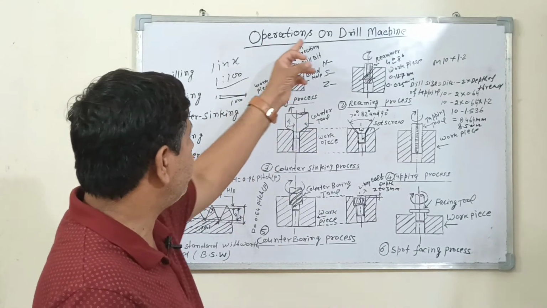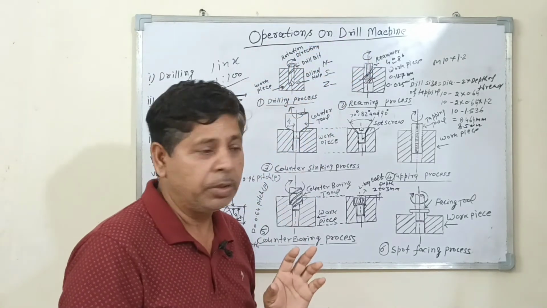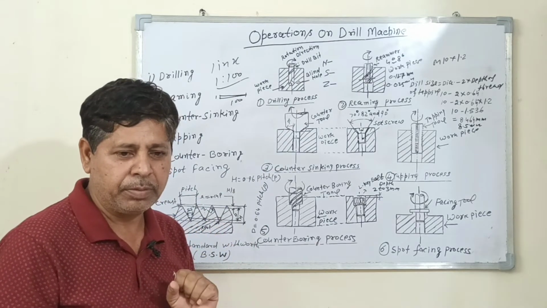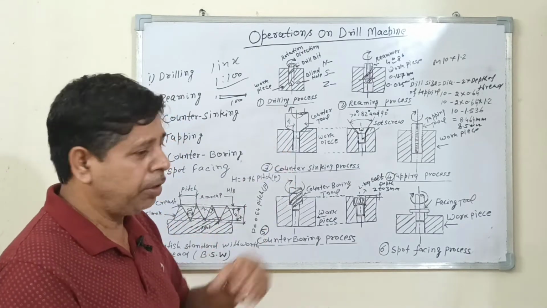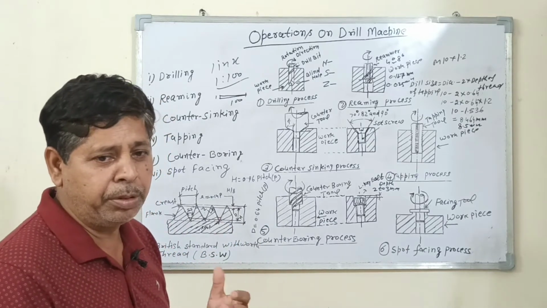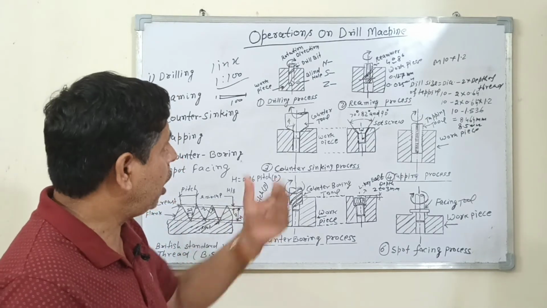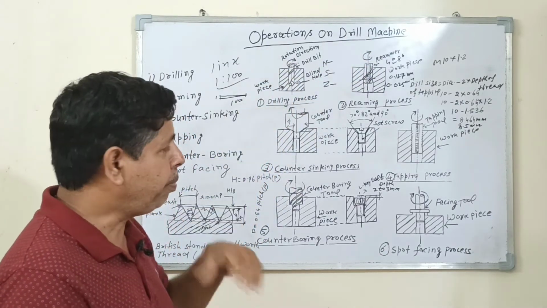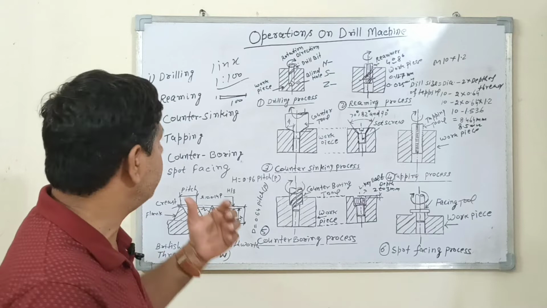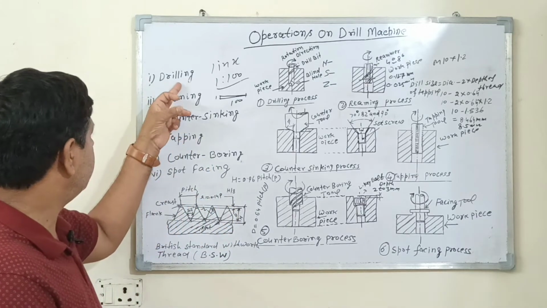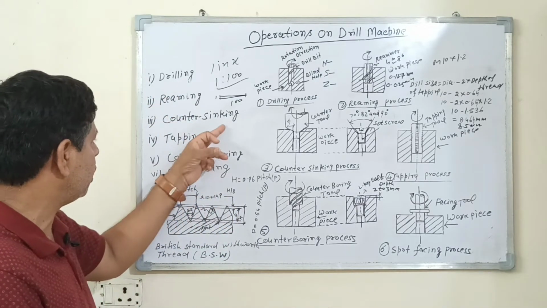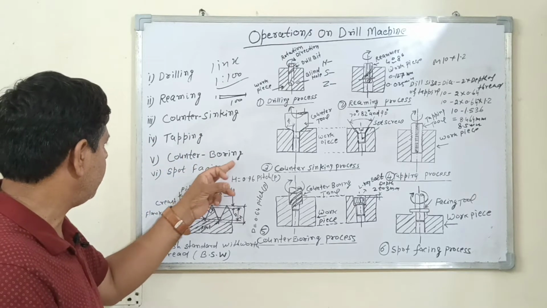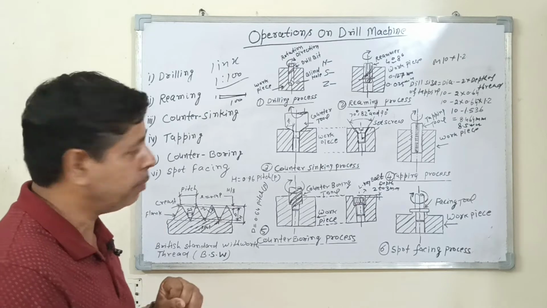My topic is operations on drilling machine. The operations are very important process which is done by use of different types of machines. Here I am telling you about the drilling machine operations. The following drilling operations are given below: number 1 is drilling, number 2 is reaming, number 3 is countersinking, number 4 is tapping, number 5 is counter boring, and number 6 is spot facing.